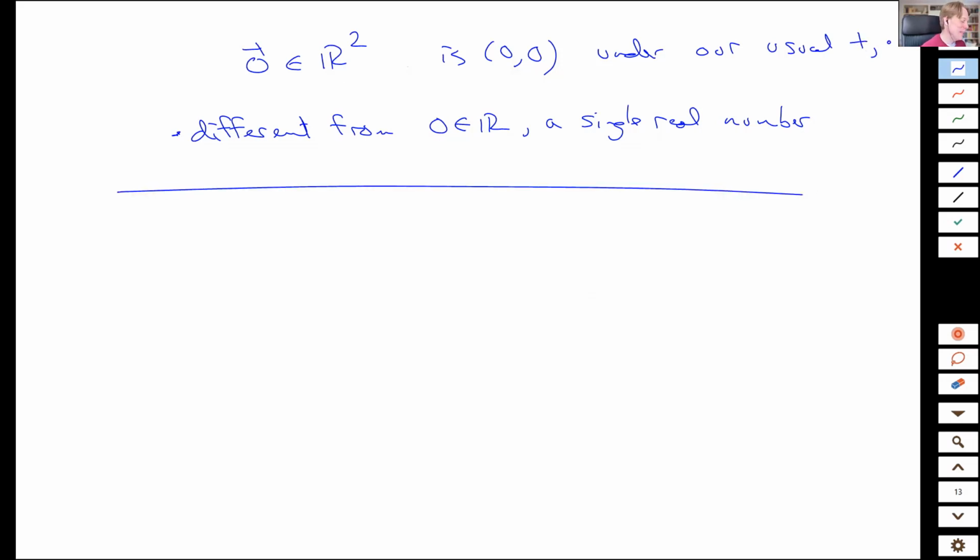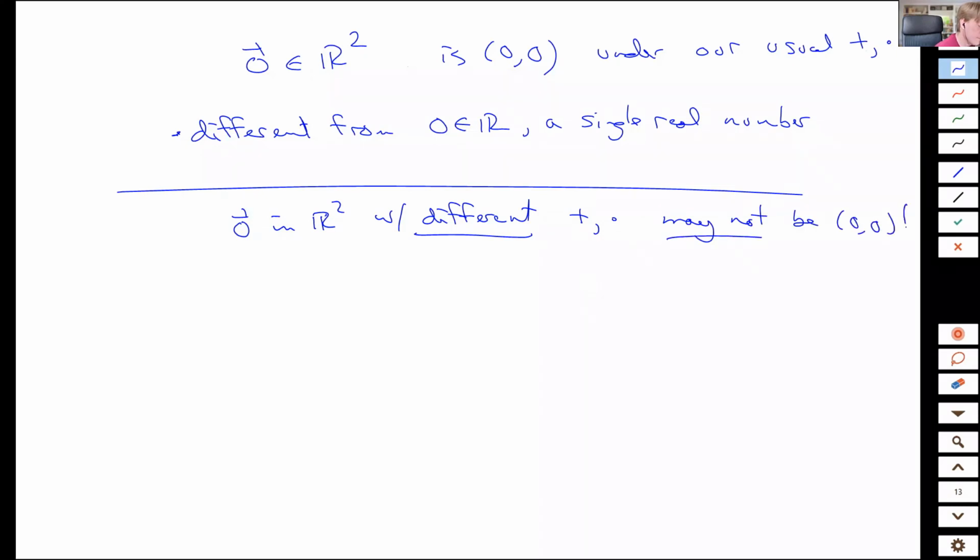One of the examples you've all had in web work was the 0 vector in R2 with different plus and scalar multiplications, which may not be 0, 0. If you change what plus means, then remember the property that defines 0: any vector u plus the 0 vector gets you back to the same u vector. Well, if you mess around with what plus means, you might put something else in for the 0 vector, not necessarily 0, 0.